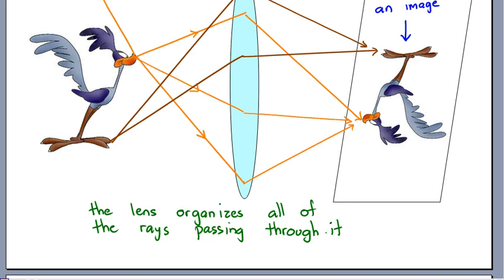image of the bird. Next class, we're going to start to take a look at finding where exactly you need to put that piece of paper. How big will the image be? Will it be right side up, or will it be inverted and flipped around upside down? And all of that stuff is going to start next day.